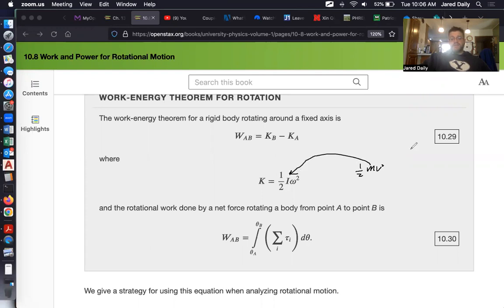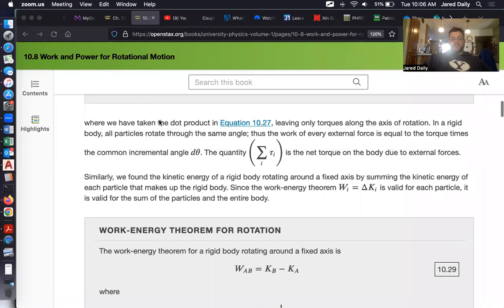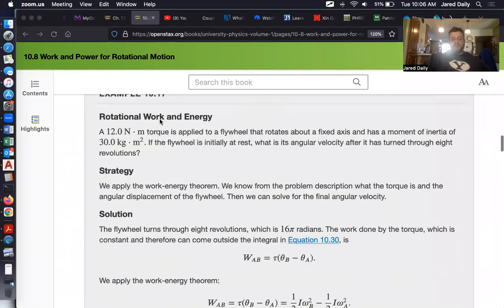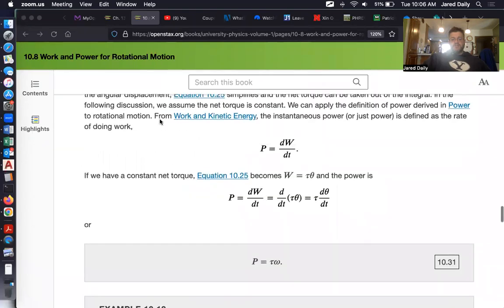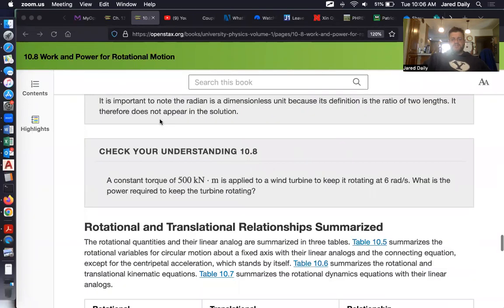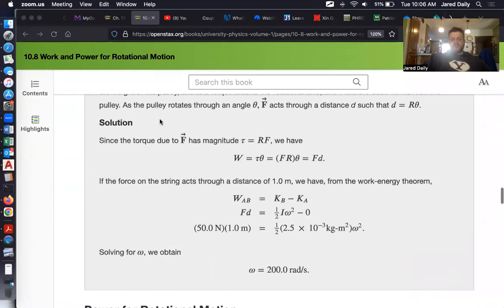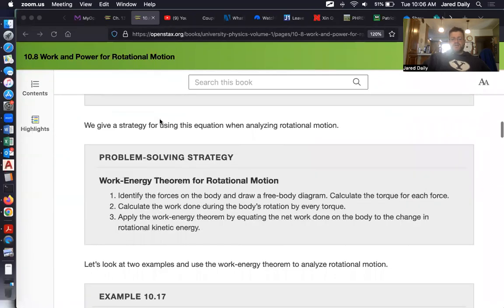We're replacing the m with I, because it's rotational. We need to know where that mass is. We're replacing the linear velocity with the angular velocity, omega, right? So it looks very similar. And we can actually show that that's true. It's not that hard to show that that's true. I don't know if they'll do it in here. They should. Looks like they're not going to do it. But it's not that hard to show, actually.